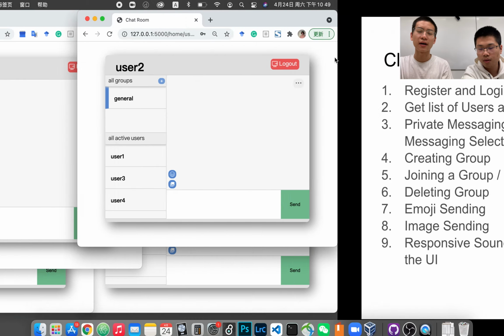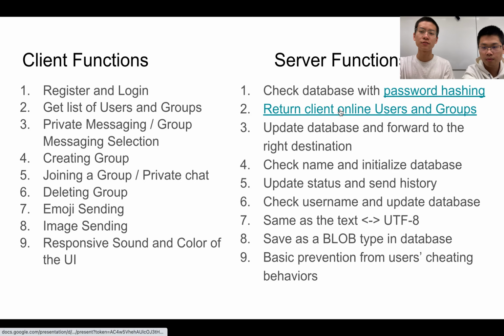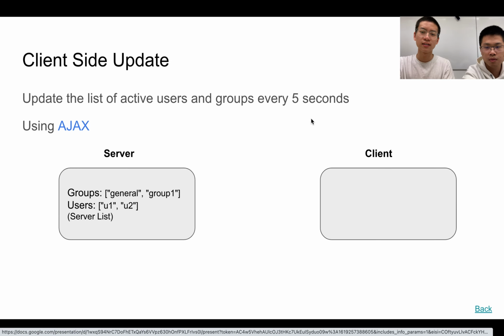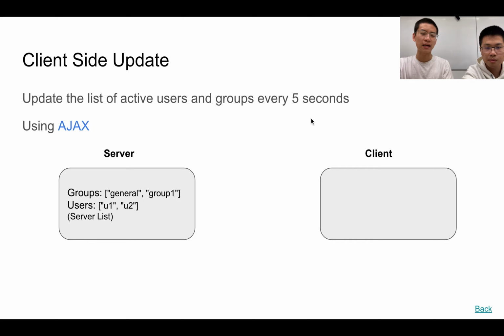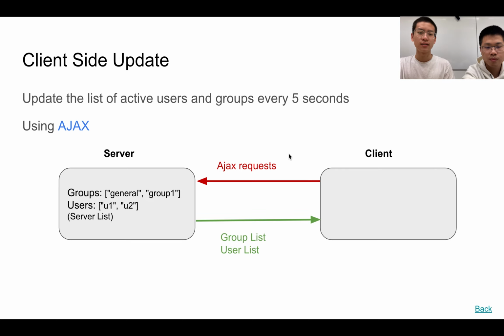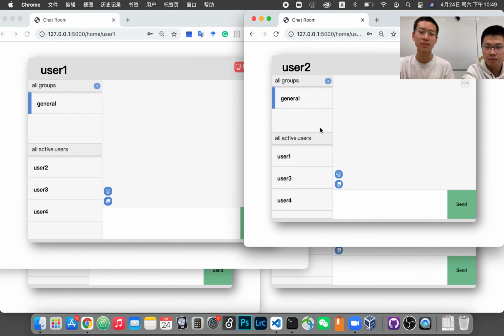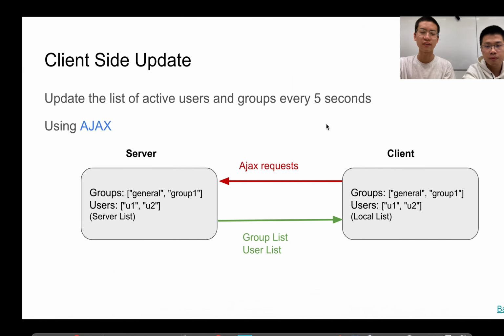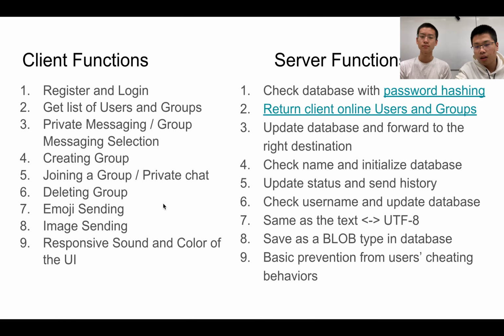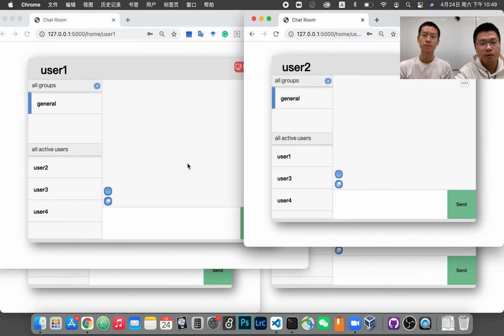And this is done by an asynchronous AJAX request. Basically, the server has all the information right now, but the client has to request it. The client sends a request, and then the server replies to the client with the current list, and then the client will have the list in its local JavaScript program, and it will be displayed on the user interface.